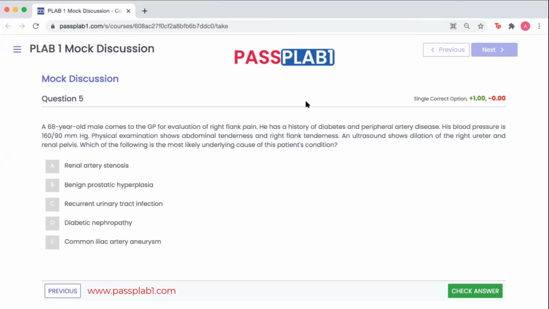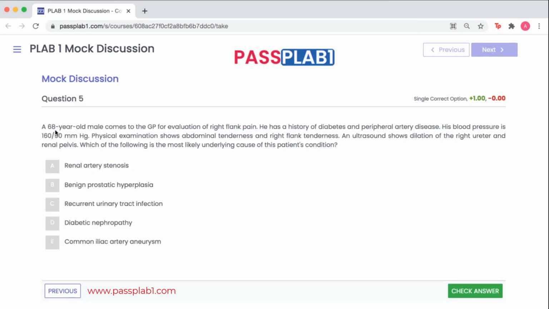So he's 68, he has right flank pain, background of diabetes and peripheral artery disease. His blood pressure is 160 systolic. He has abdominal tenderness and right flank tenderness. And when you do ultrasound, there's dilation of the right ureter and right renal pelvis. So that sounds like hydronephrosis. And which of the following is the most likely underlying cause of this patient's condition?